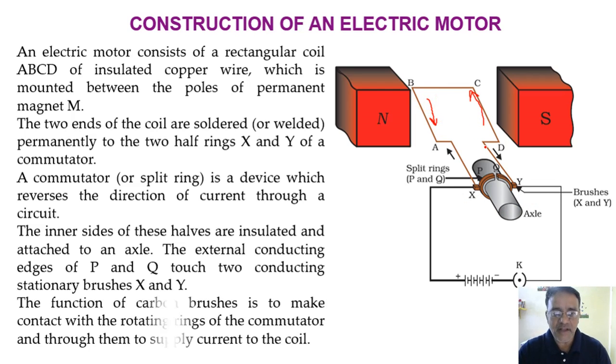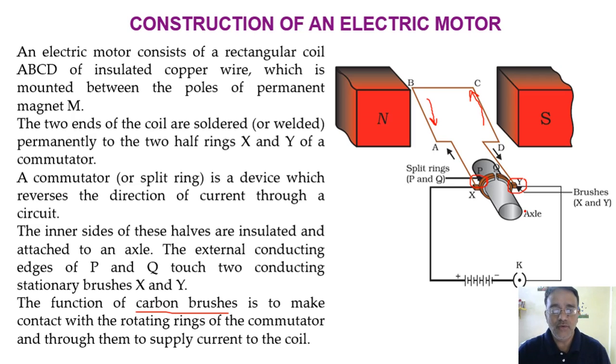Now the function of this carbon brush is to make contact with the rotating rings of the commutator, this one. Here there are two brushes, X and Y, and the function of these brushes is to make contact with the rotating rings of the commutator and through them to supply current to the coil.